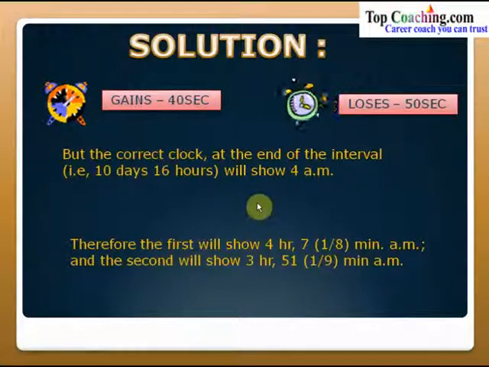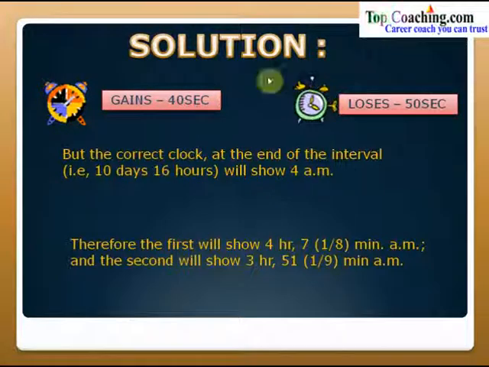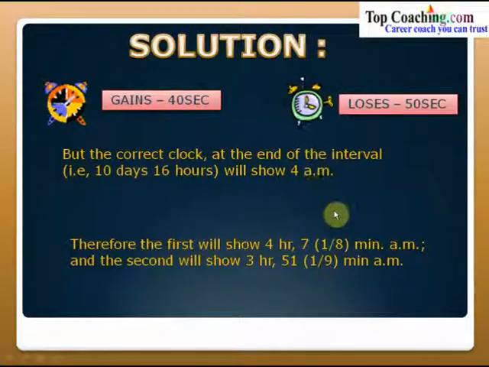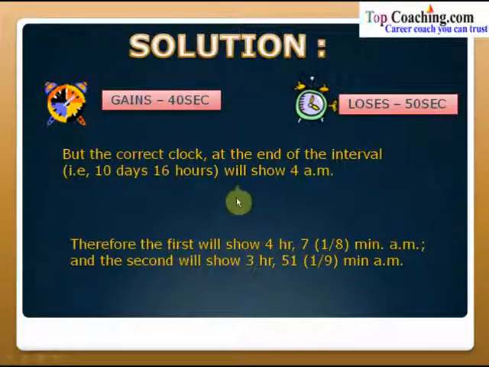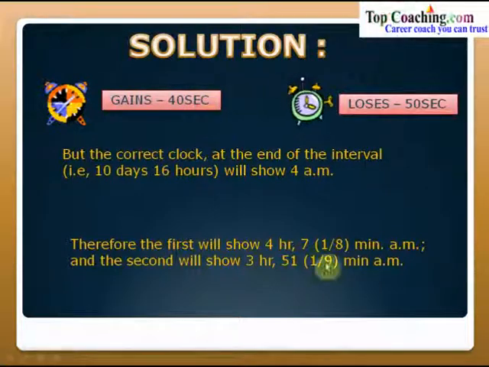The answer to the first part is that the first clock would gain 16 minutes over the second clock in 32 by 3 days or 10 days 16 hours, and the time shown at this time in the first clock, which gains 40 seconds, is 4 hours 7 1 by 8 minutes am, and in the second clock the time would be 3 hours 51 1 by 9 minutes. This is how the problem on incorrect clocks is solved.